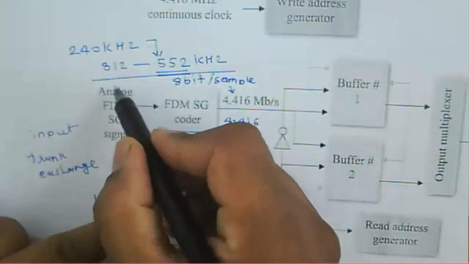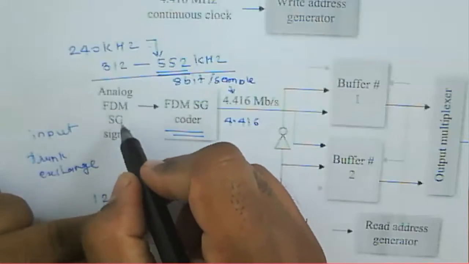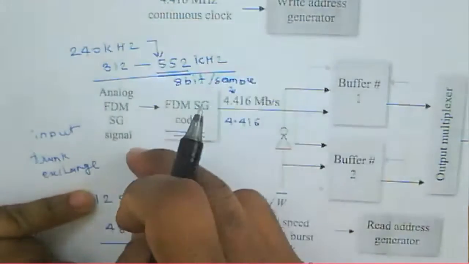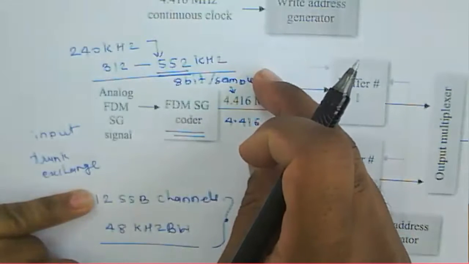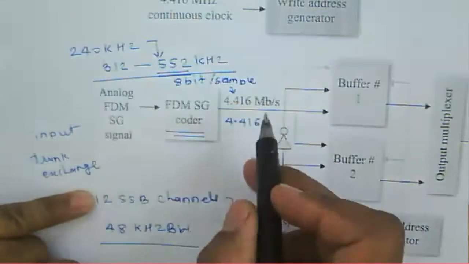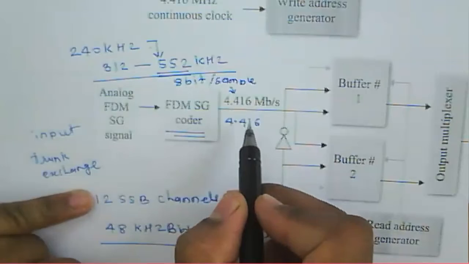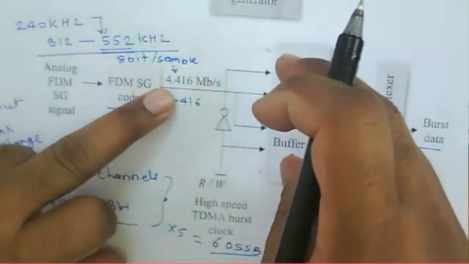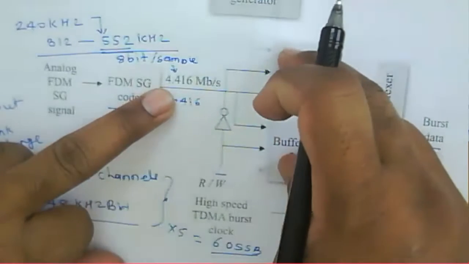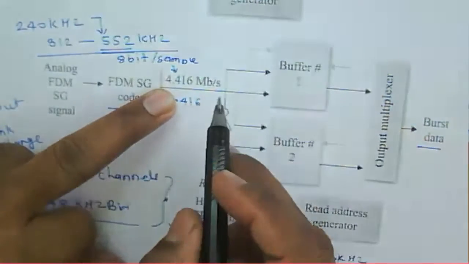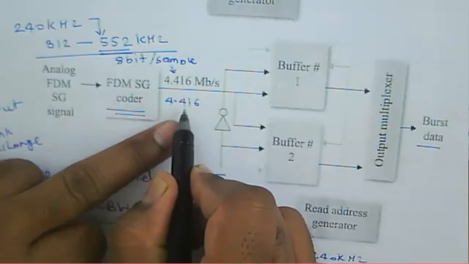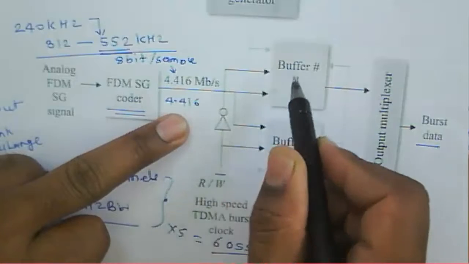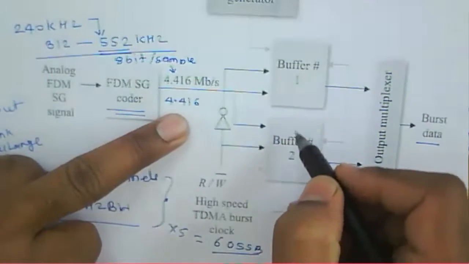Now here we say that the analog FDM supergroup signal will be coded, and that coded output is about 4.416 megabits per second, and that will be applied to the buffer. Means we have this 4.416 coder output that will be applied to this buffer, and the buffer acts as a compression buffer.